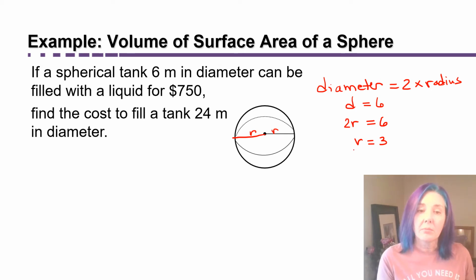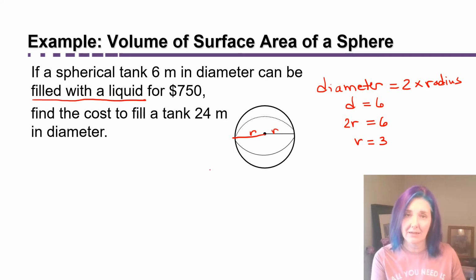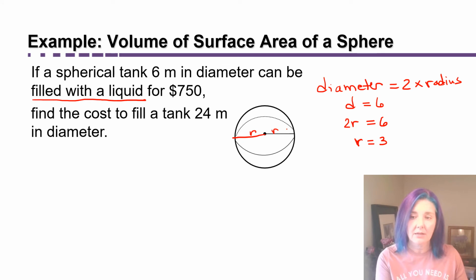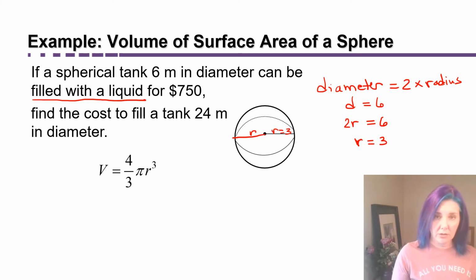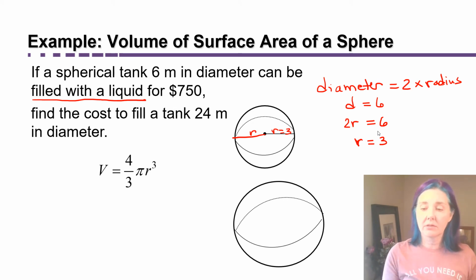So that's going to be important because when they talk about filling something with liquid, they're talking about the capacity of the object or the volume. And in our volume formula, we have not a diameter, but a radius. So I'm going to label the radius 3, and then I'm going to copy down my volume formula. Volume equals 4/3 pi r cubed. What I'm interested in is if I take this bigger tank and fill it, how many times more liquid would be required to fill this larger tank?